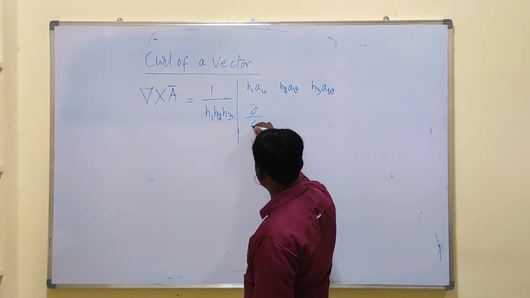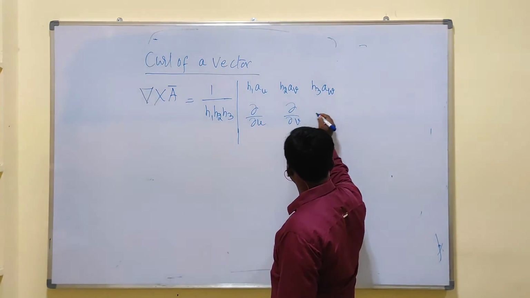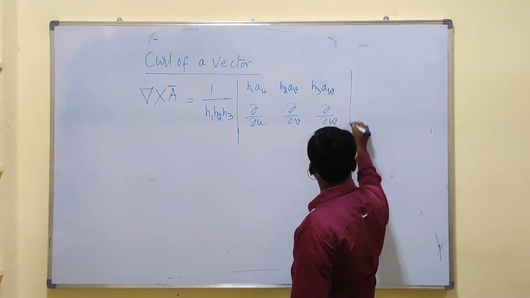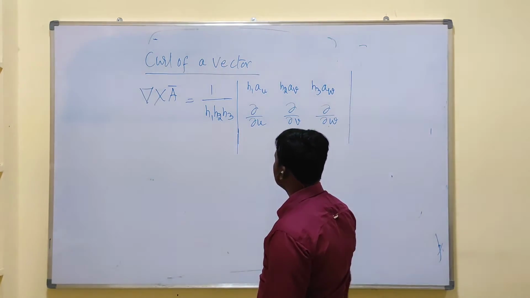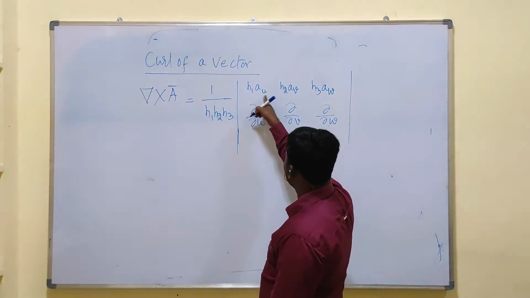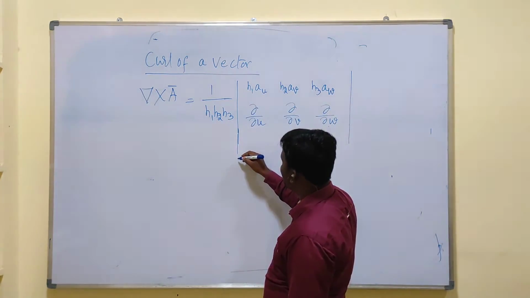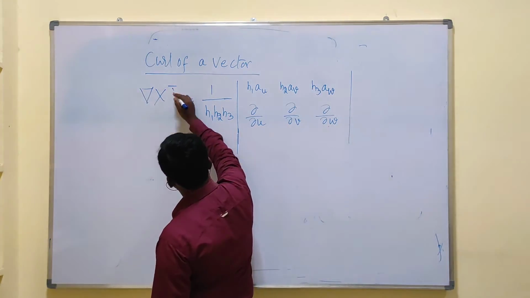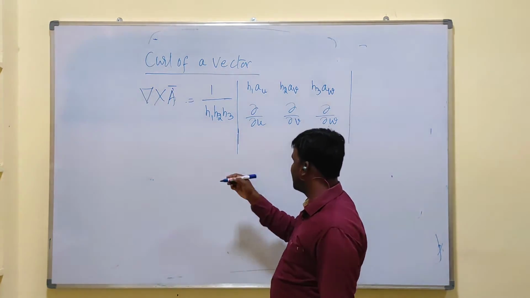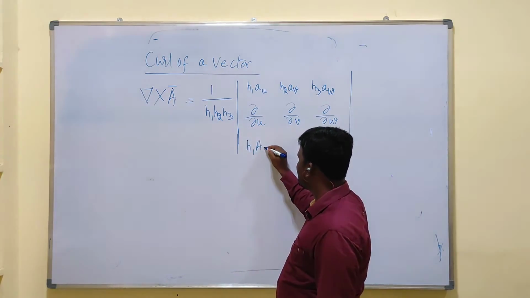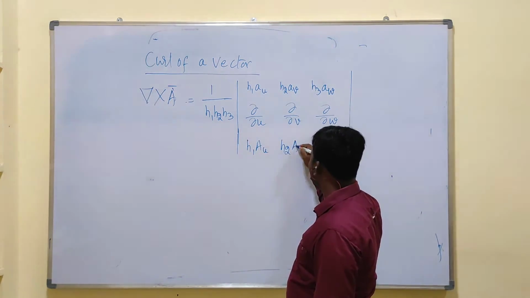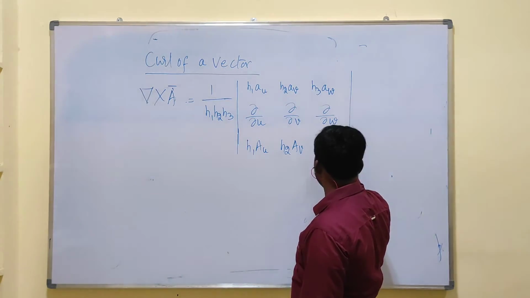What is that? Dou by dou U, dou by dou V, dou by dou V. And the last one, given vector, for the unit vectors like this. If it is A, here we need to write H1 AU, H2 AV, H3 AW.